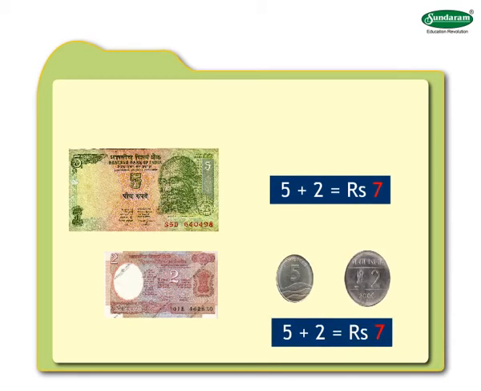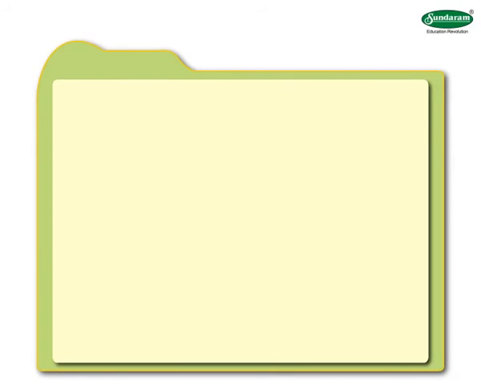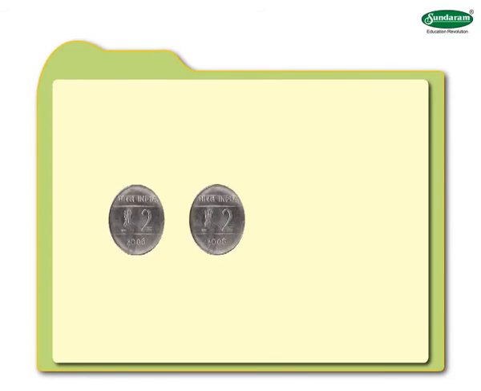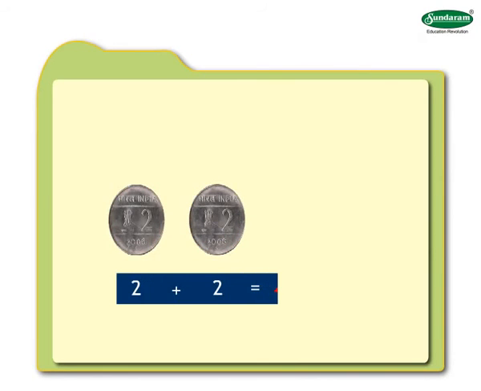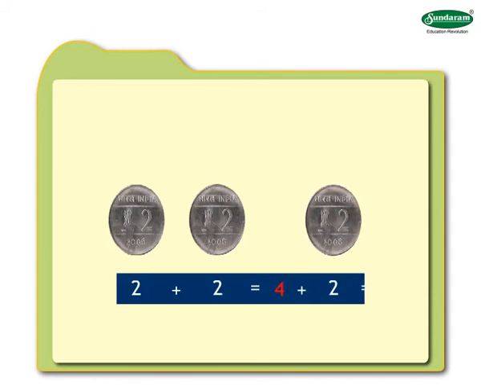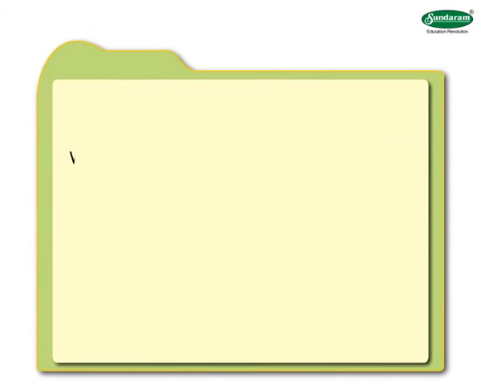Now, let us try taking different coins. Let us take 2 2 rupee coins. Now, 2 plus 2 is equal to 4. Again, add a 2 rupee coin. That is, 4 plus 2 is equal to 6. But we require a total of rupees 7. As of now, we have 6 rupees.